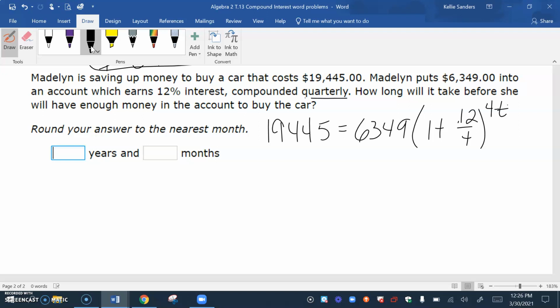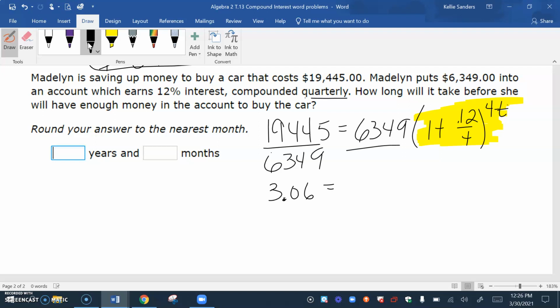Okay, you're going to have to go along with me on this. So the T is with this term right here. The first thing we're going to do is divide by 6,349. 19,445 divided by 6,349 is 3.06 something. We're not going to round. We're going to keep this in the calculator, and if we have to, we'll get it back in just a minute.